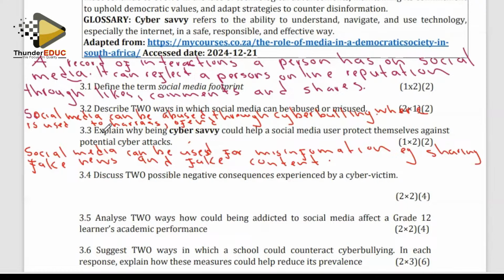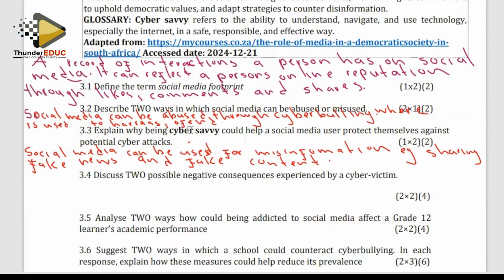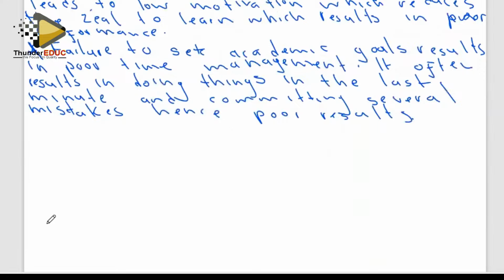Now, moving on to 3.3. Explain why being cyber savvy could help a social media user to protect themselves against potential cyber attacks. So for this one, we are going to refer back to the whiteboard. That's where we are going to discuss this particular issue. So that is 3.3.